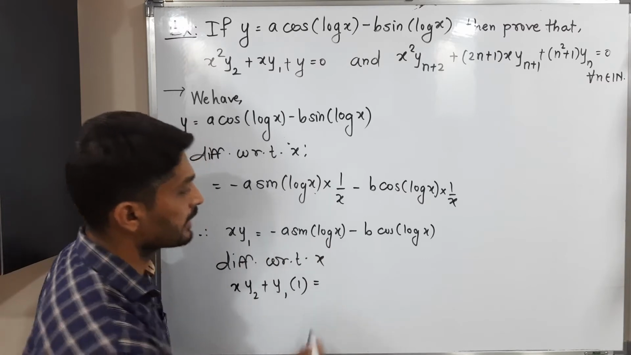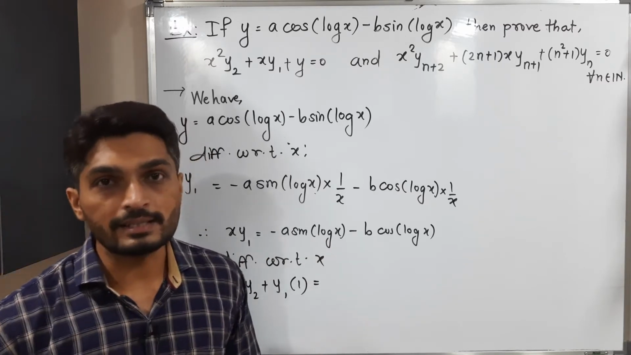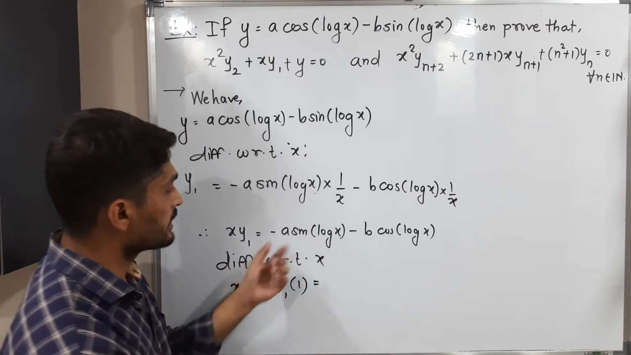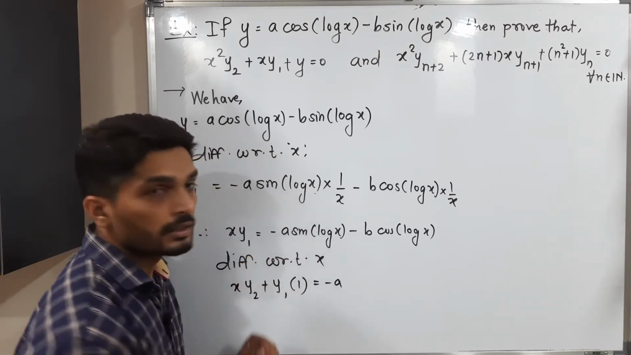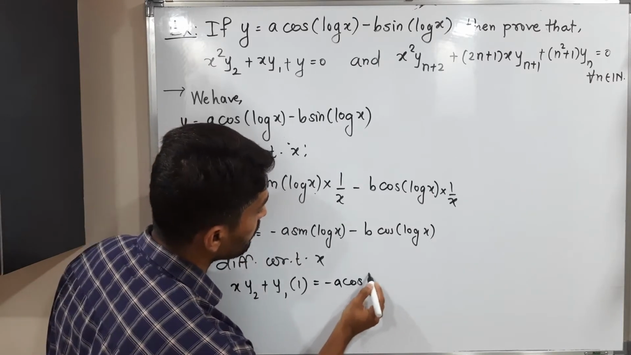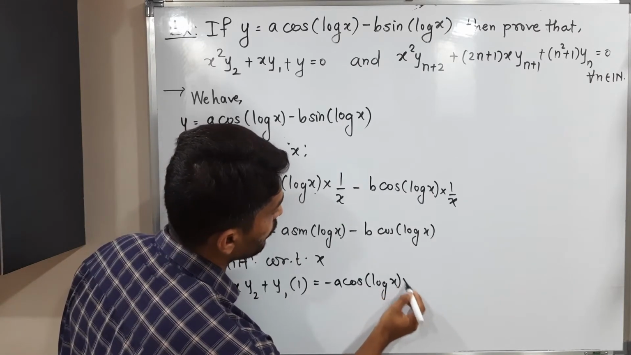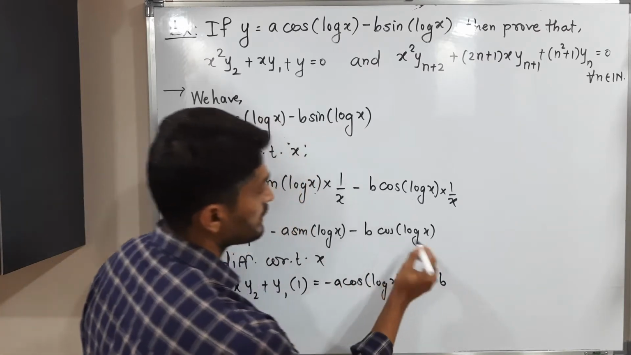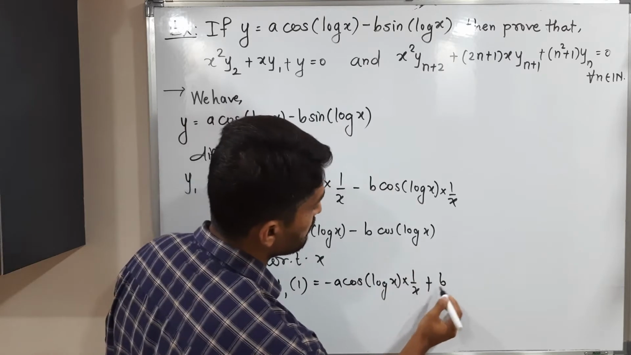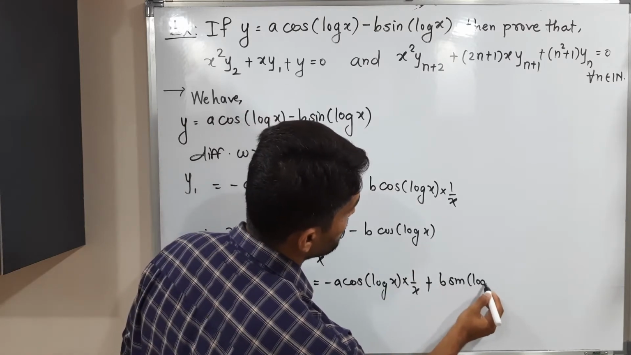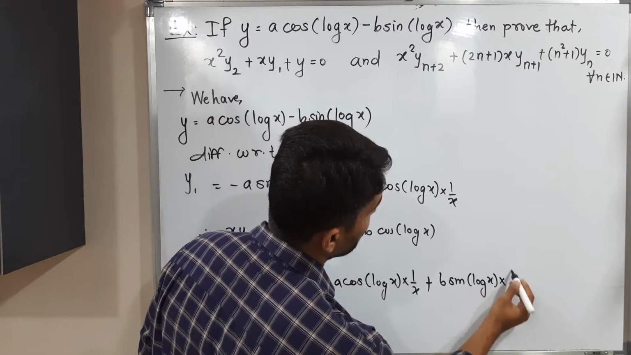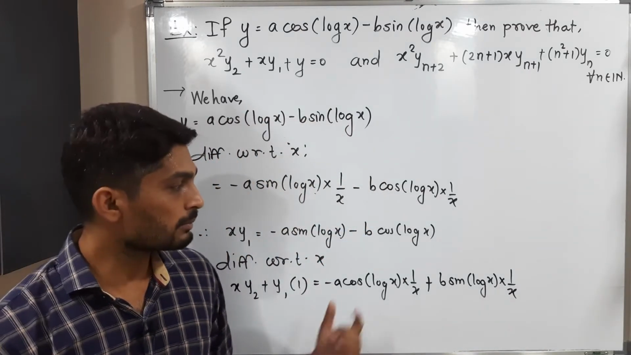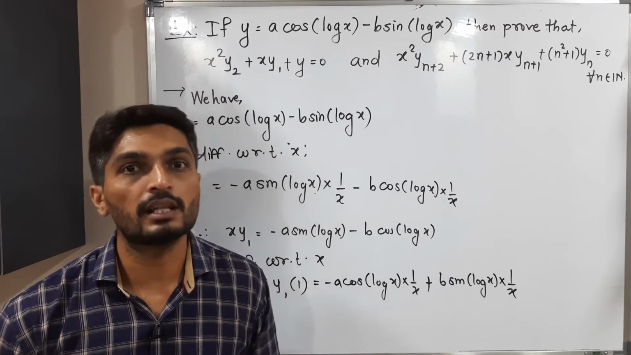Let us go further. This is equal to, now we have to take the derivative of the right hand side. In the right hand side there are two terms, so we can take separate derivatives. Let us start with this one. Minus a is a constant. Derivative of sin is cos log x, again derivative of log x, which is 1 by x, minus b. Let us take its derivative. Derivative of cos is minus sin, so plus sin log x into derivative of log x, which is 1 by x. The same chain rule we use again. But again we have got 1 by x in the right hand side.